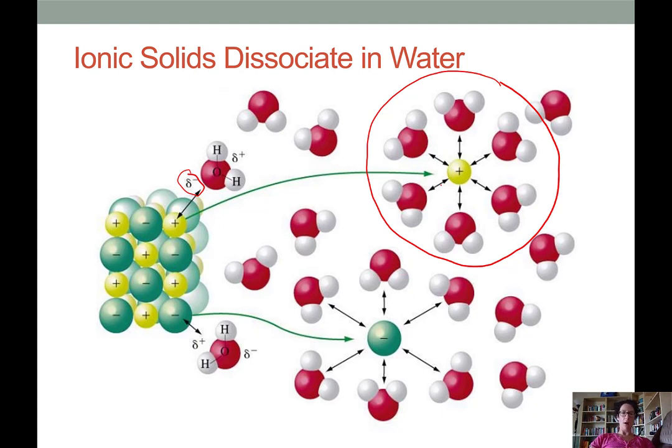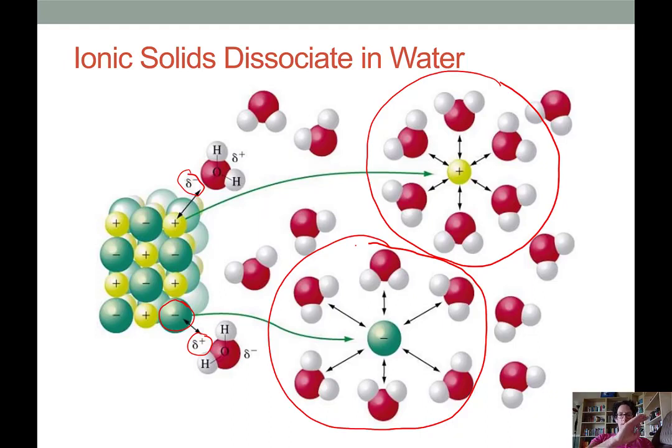Down below, we see the opposite interaction happening, where the positive end of the water molecule, next to the hydrogens, is being attracted to the anion, the negatively charged ion. This is what we mean when we say that ionic solids dissociate in water, in that the cation and anion completely separate and are independent species.